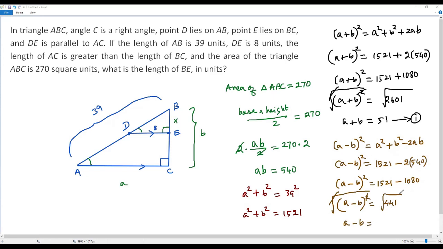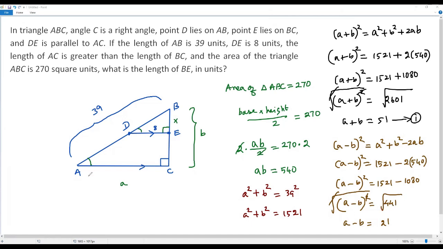And here, can we consider positive or negative sign over here? No, I consider only positive sign for this square root, and the square root of 441 is 21. Why can't we consider positive or negative sign for this one? Because on the left side we have a negative b.